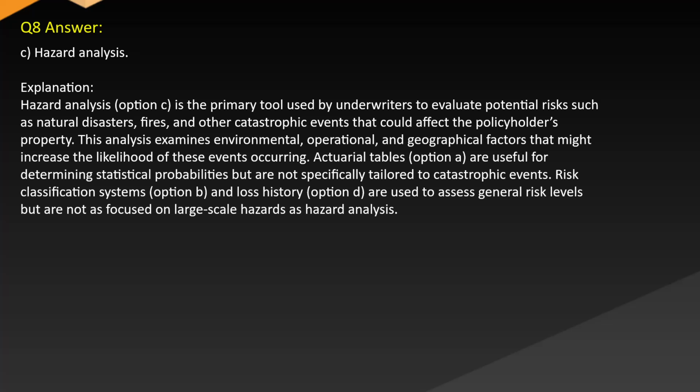Explanation: hazard analysis, option C, is the primary tool used by underwriters to evaluate potential risks such as natural disasters, fires, and other catastrophic events that could affect the policyholder's property. This analysis examines environmental, operational, and geographical factors that might increase the likelihood of these events occurring. Actuarial tables, option A, are useful for determining statistical probabilities, but are not specifically tailored to catastrophic events. Risk classification systems, option B, and loss history, option D, are used to assess general risk levels, but are not as focused on large-scale hazards as hazard analysis.